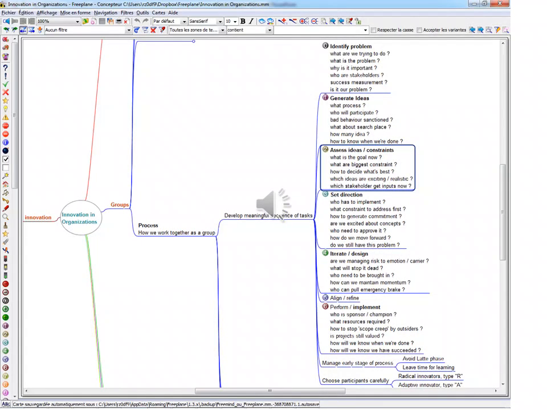In particular, we show here the process constraint for the groups, where we identify the different steps for brainstorming, typically step 0 to 6, showing what questions we need to ask and what needs to be done for the different sequence of tasks.